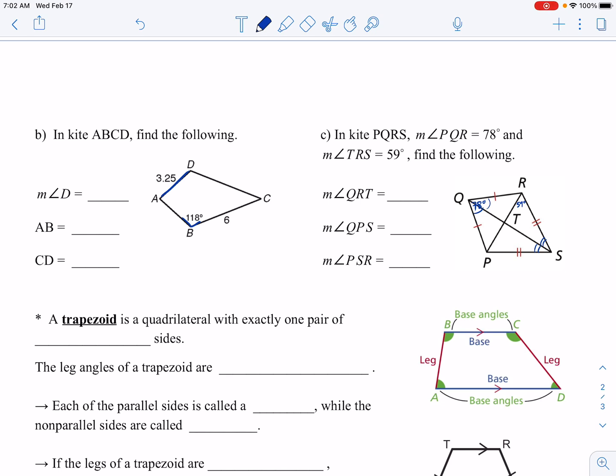Okay, for B, angle D and angle B, these are the non-vertex angles. They're opposite of each other, so they were congruent. D was also 118 degrees. AB is the consecutive side with AD, so these were congruent, 3.25. And then CD, same thing. Consecutive sides are congruent, so this was 6. Sorry, I missed that. That was another measure that was given. All right, and C, a little bit more work here.